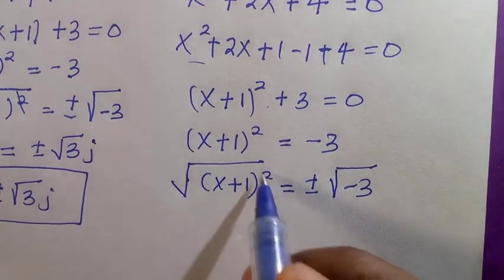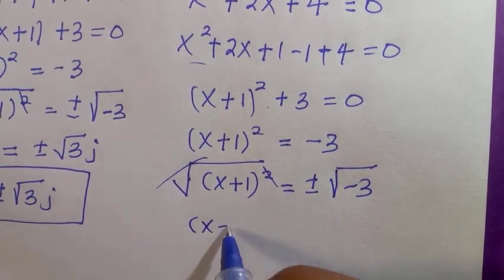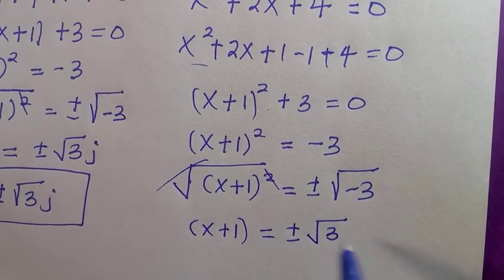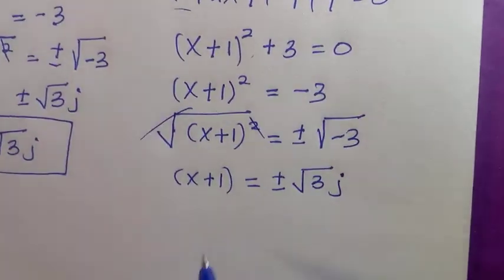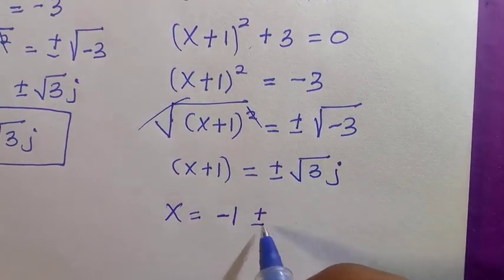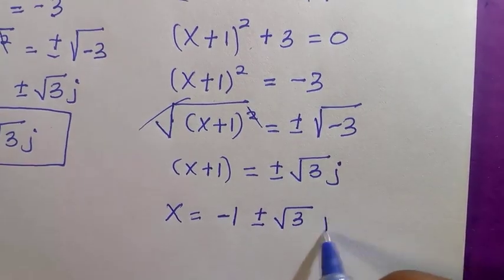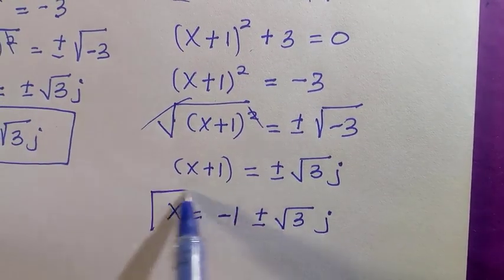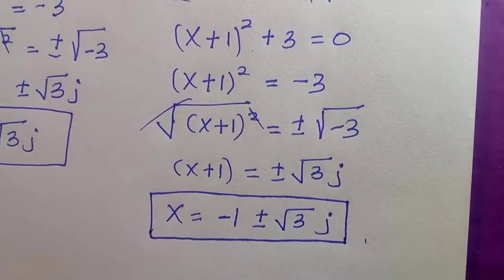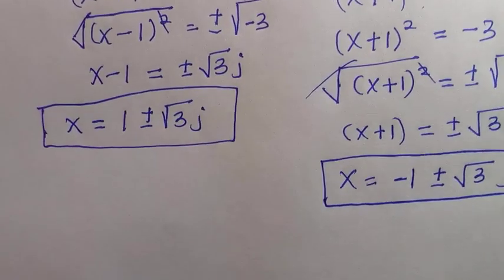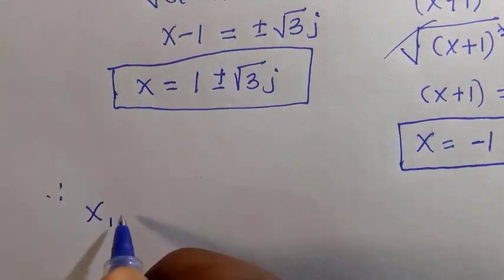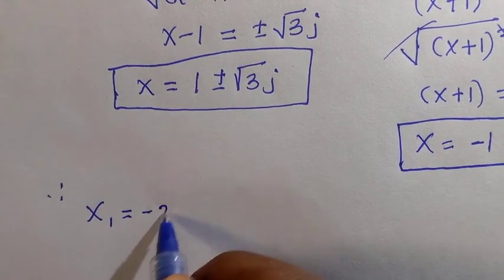So if square cancels square root, we have x plus 1 equals plus or minus the root of 3j. And then we transfer 1 to the other side, so therefore we have x equals minus 1 plus or minus the root of 3j, which is the other two roots, making 6 roots. And we can put everything in summary under here, as we got all the 6 roots for the given equation above. So therefore for the x1 we have it as minus 2.